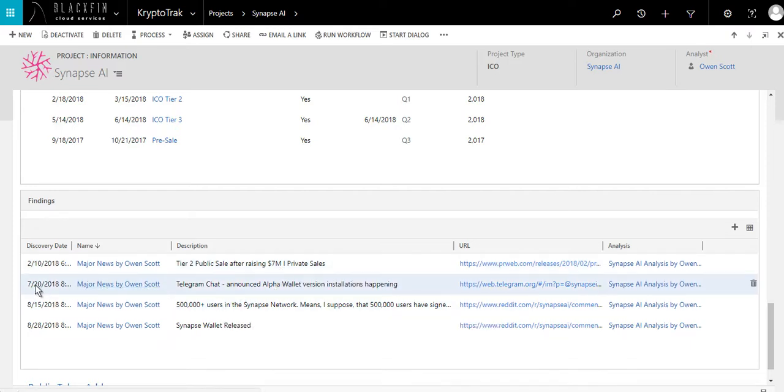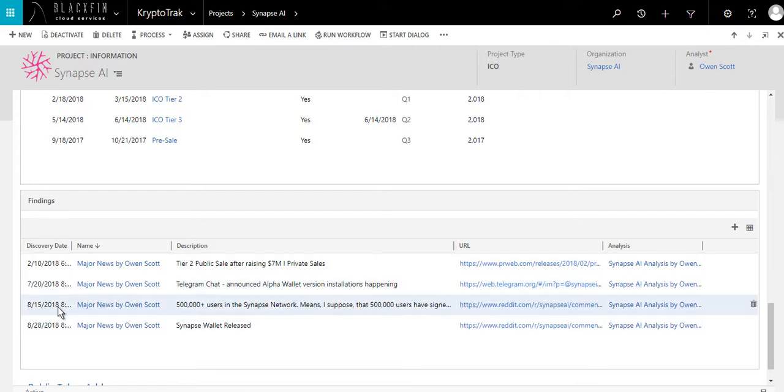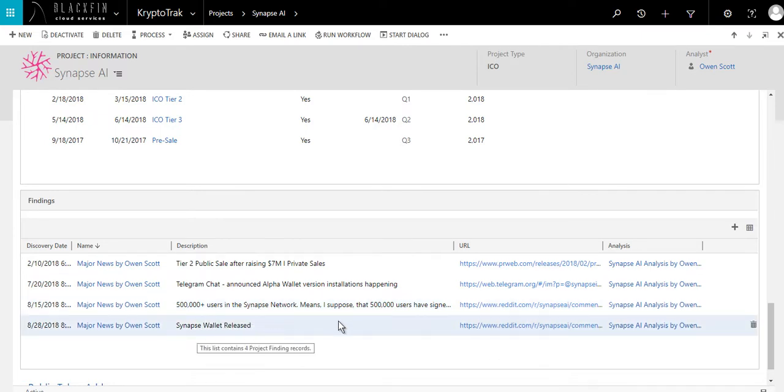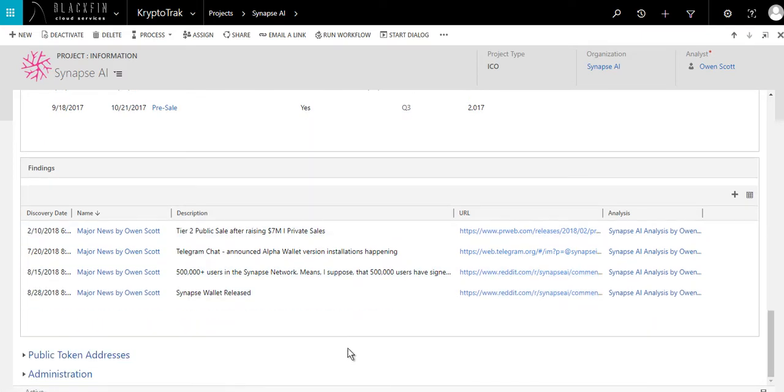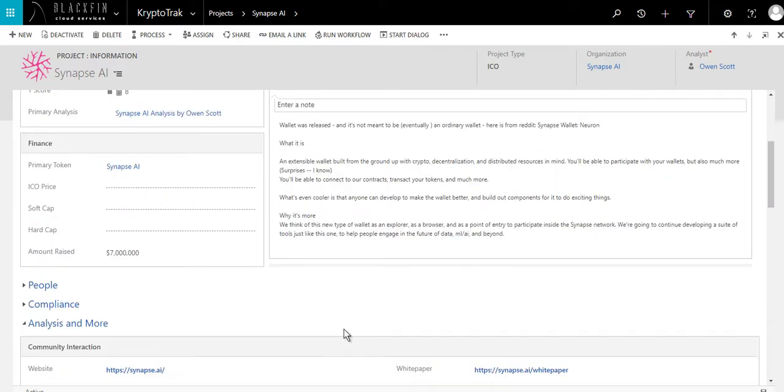And then here on the 20th of July, there was a Telegram chat announcing the wallet versions that were happening. I don't think Windows was there yet. And then 500,000 users, and it's just sort of a description. And then we can open up any of these and just go right to the link. So those are the findings for this particular analysis. I'm going to go ahead and crack open that analysis real quick.